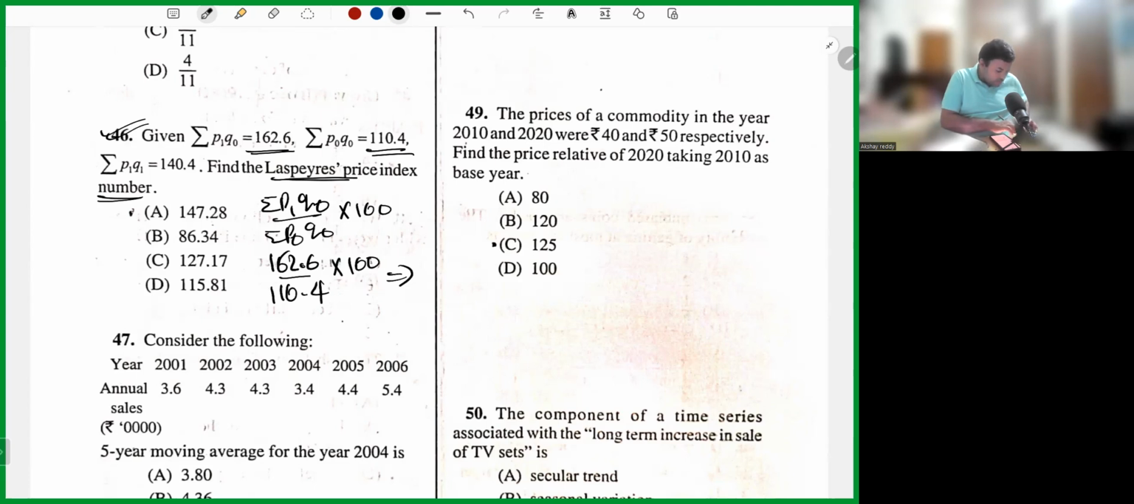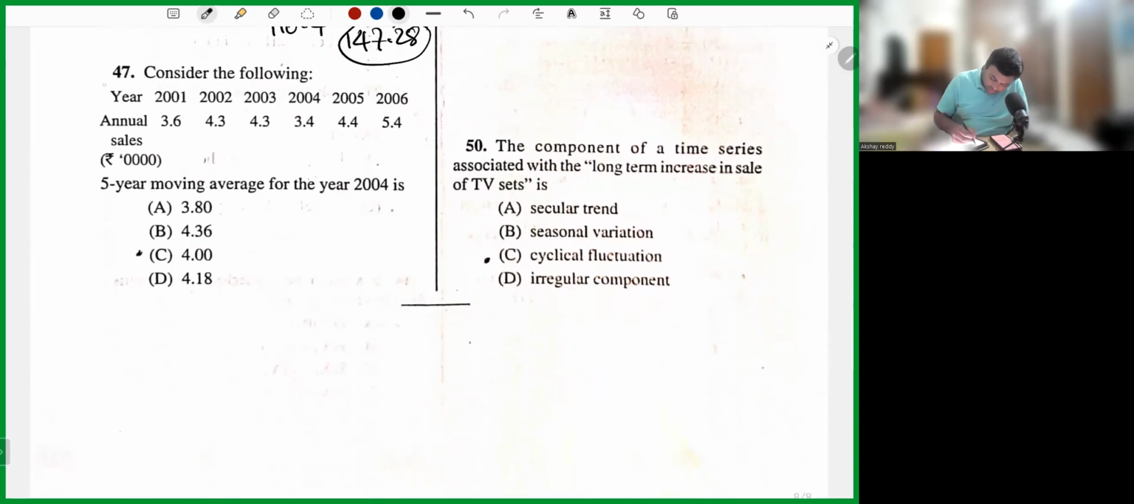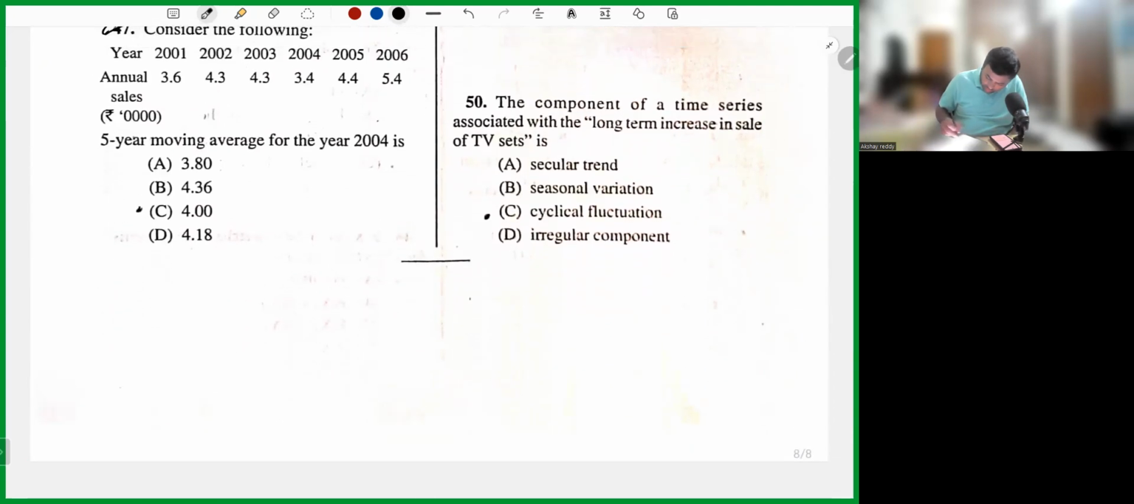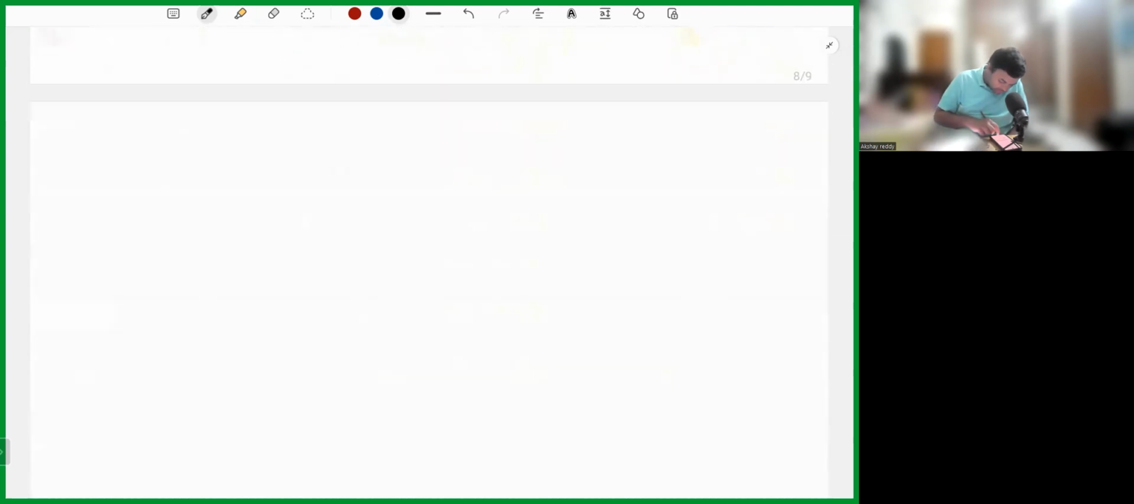162.6 divided by 110.4 into 100 is 147.28. Next, the 5-year moving average is asked. The values are given somewhat like this. Let me write it here and solve this.